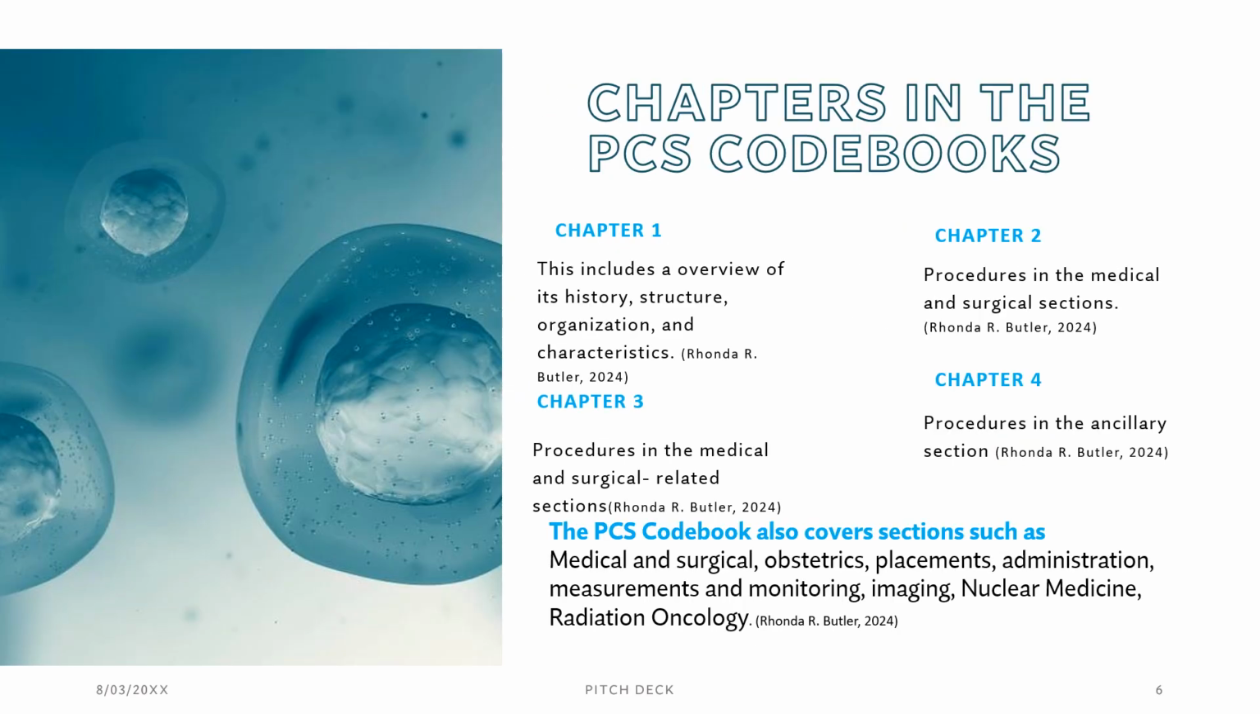Chapters in PCS code books. Chapter 1 includes an overview of its history, the structure, organization, and characteristics. Chapter 2, procedures in the medical and surgical sections. Chapter 3 is procedures in the medical and surgical related sections. Chapter 4, procedures in the ancillary sections.